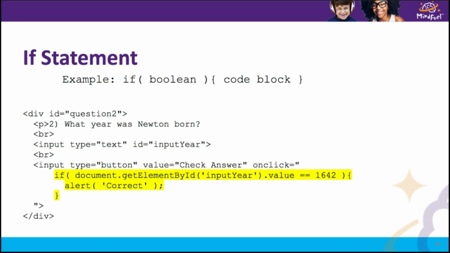That action in this case is noted in the curly brackets and tells the computer to alert the user with the message of correct. These JavaScript statements tell the computer that these steps are only to run if the first part of the statement is true. So let's give it a try in our editor to see how it all comes together.